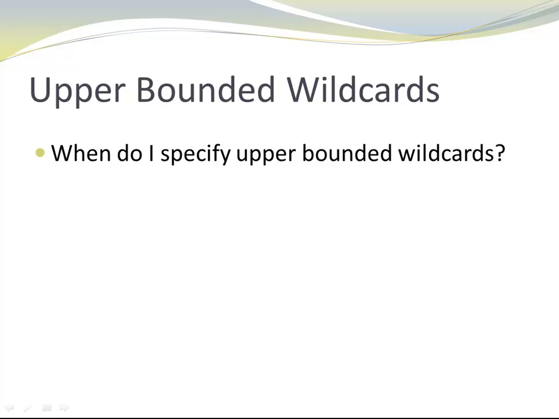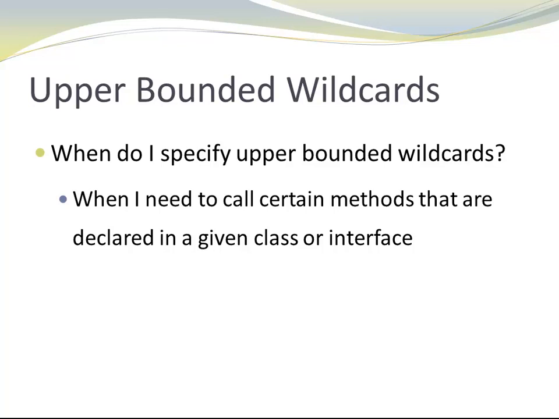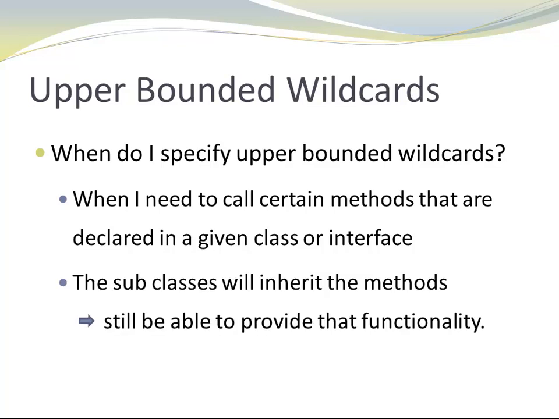When do I specify an upper bounded wildcard? We specify upper bounded wildcards when we need certain methods that are declared in a given class or interface, when we need that specific functionality. The subclasses will inherit the methods, and thus the functionality will still be provided in the subclasses.